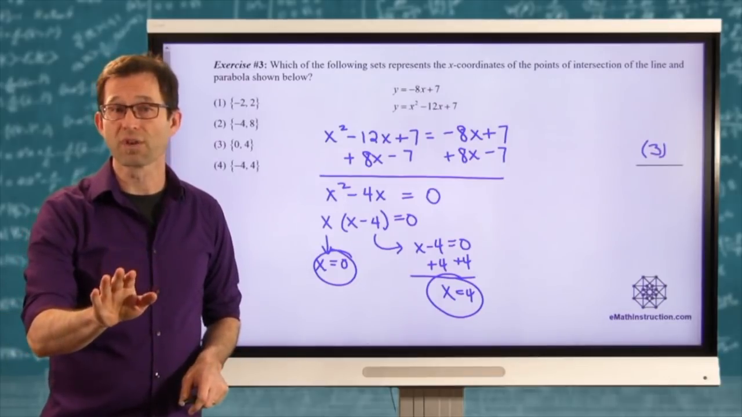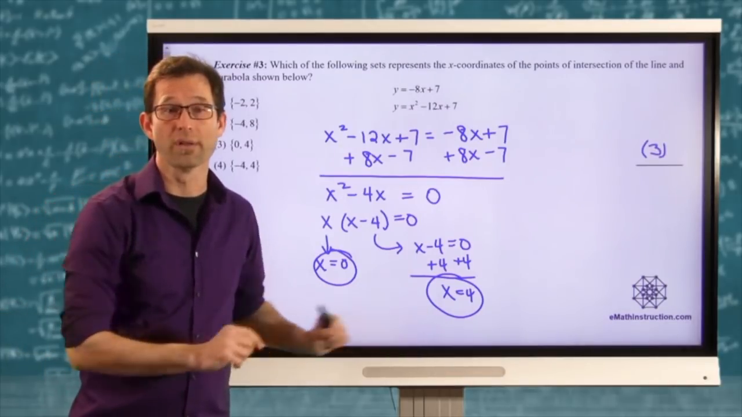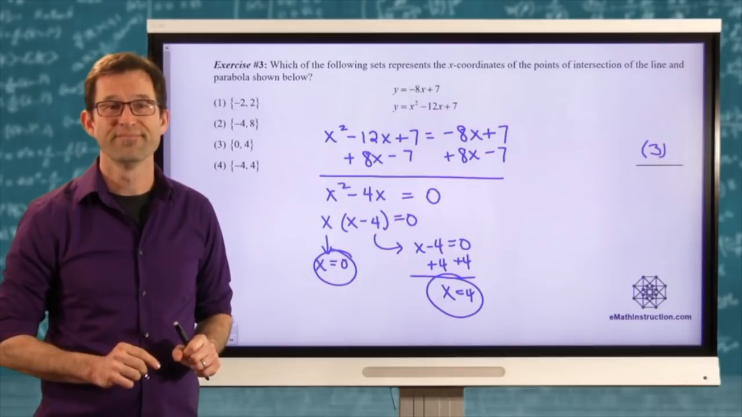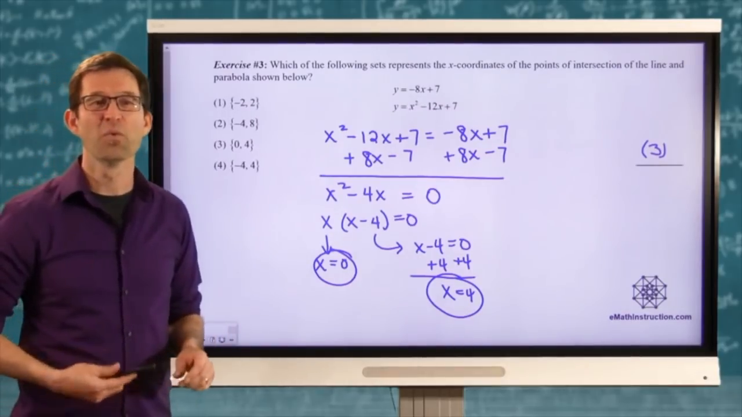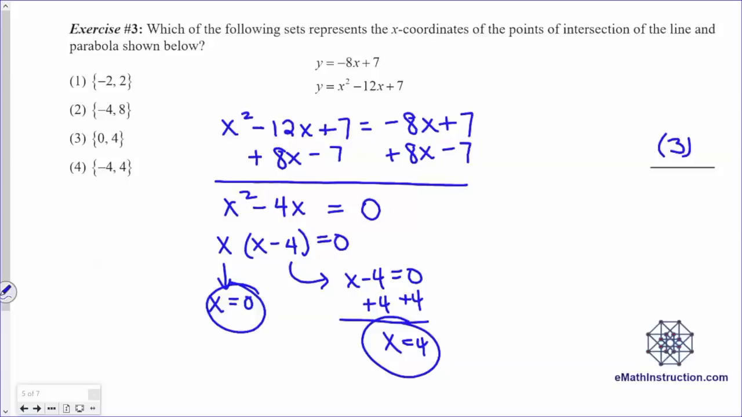Again, that's not an intersection point. Those are the x-coordinates of the intersection point. All right, take a look, then we'll move on to one last problem.